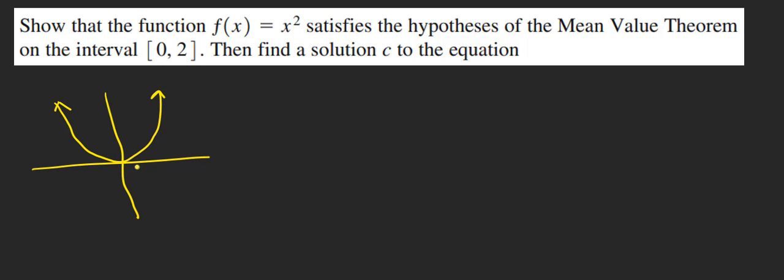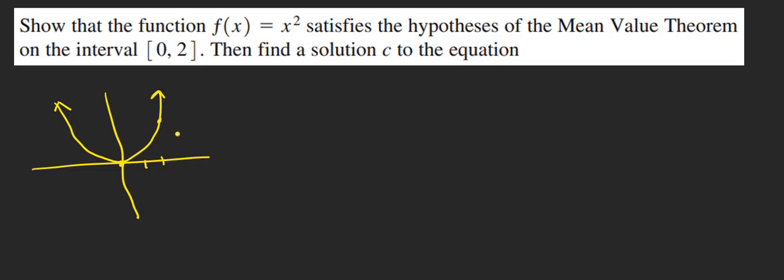Let's take a look at this example. It says show that the function f of x equals x squared satisfies the hypothesis of the mean value theorem on the interval from 0 to 2. Then find the solution C to the equation. First, let's see if it satisfies the two conditions. When you look at x squared, the graph looks something like this. And when you look at from 0 to 2, it is continuous and it is differentiable.